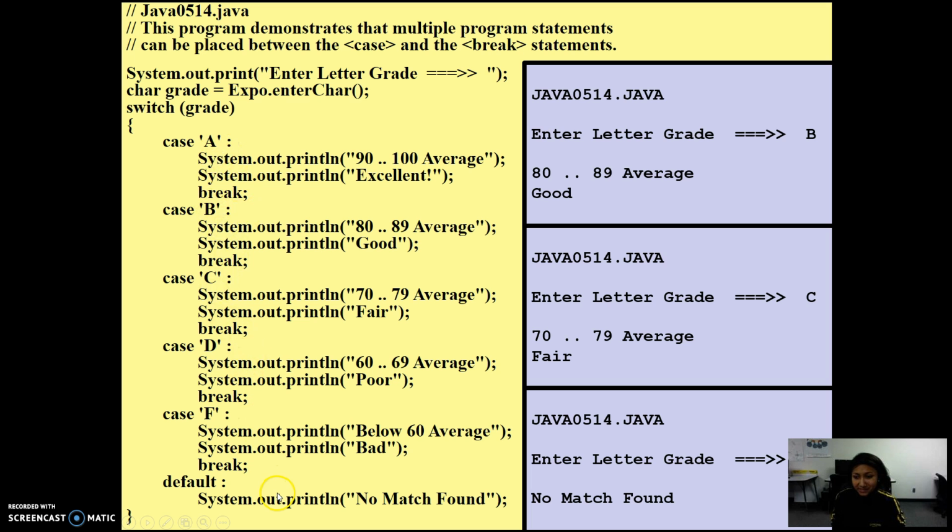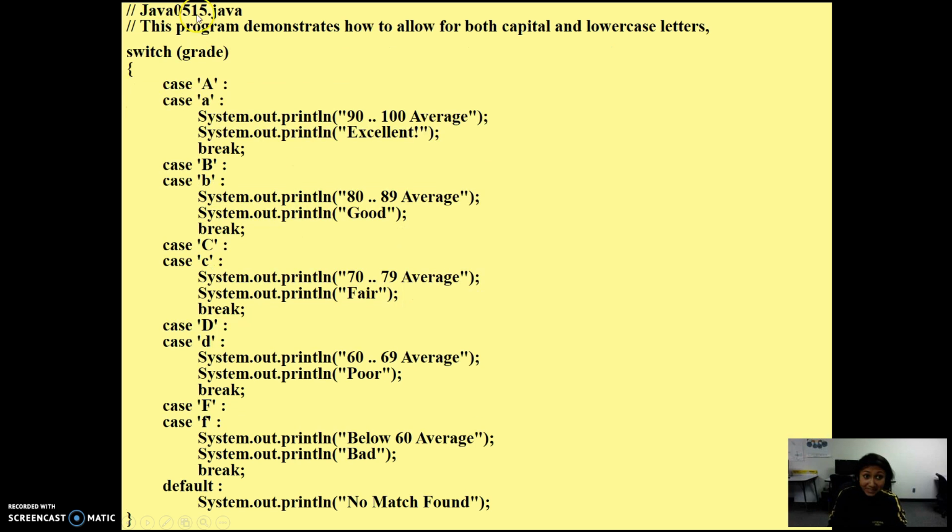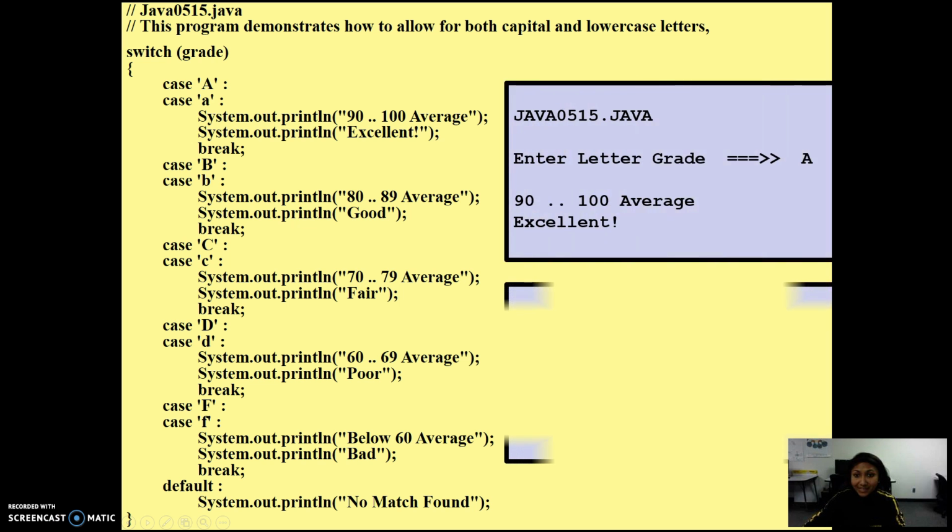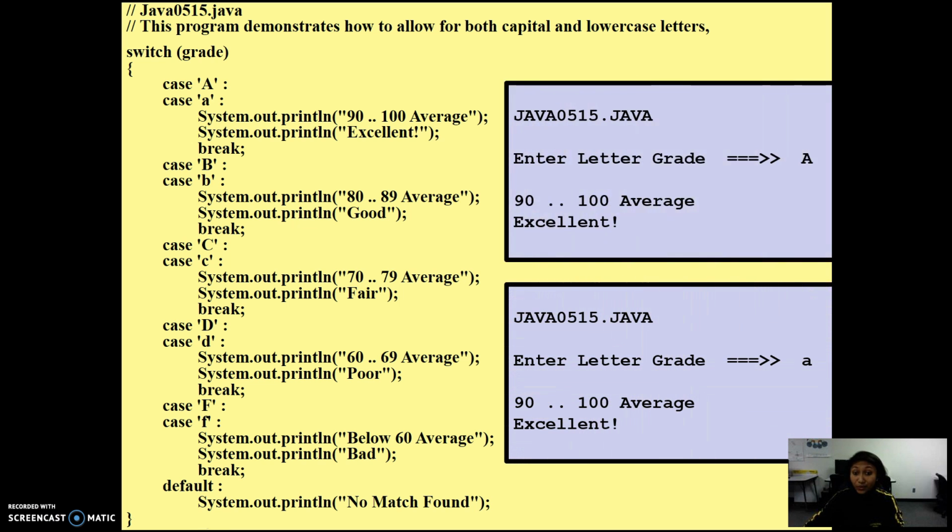And it fell in the default. But you'd be like, hey, I want my user to be able to enter upper or lowercase. Isn't there a way for me to support that? Well, there you go. Right here is a way for you to support that. Okay? Case A and case B. So it's like if it's case uppercase A or lowercase a, do this. Uppercase B or lowercase b, do this. But still we have our breaks and we have our default. So what will the output look like? Whether I enter uppercase A or lowercase a, I get the same output now.